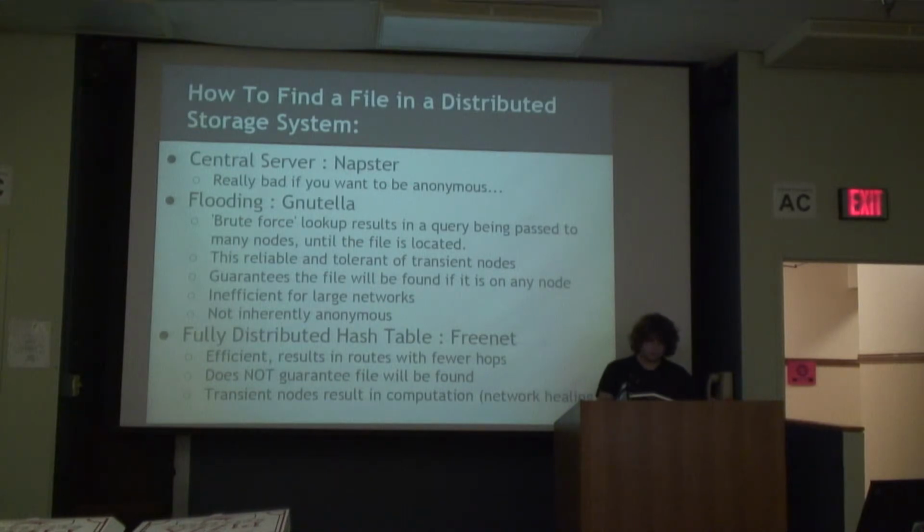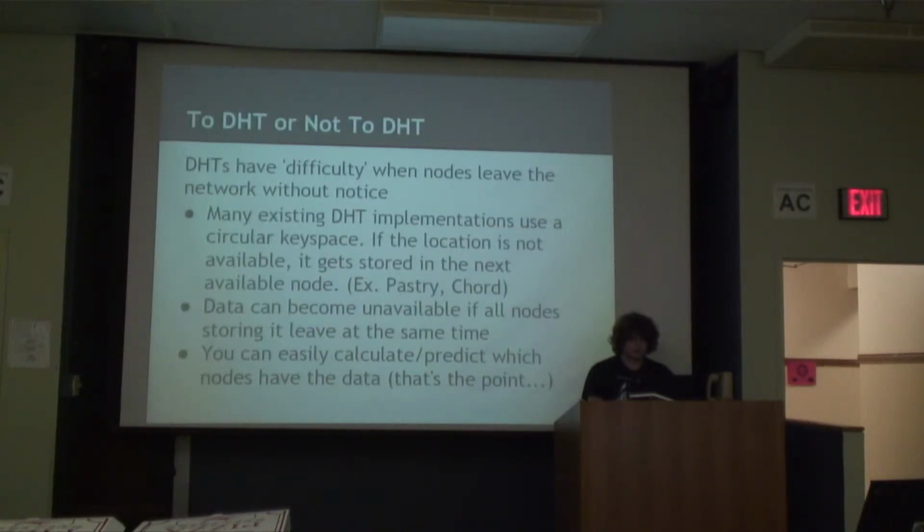Then you can use a distributed hash table like Freenet uses, which is efficient and results in routes with fewer hops than a flooding method. However, it doesn't necessarily guarantee the file will be found, and if there are lots of transient nodes moving in and out of the network, it results in a lot of computation for the network healing, the process of adding those nodes back into the network and calculating hashes for files on those nodes. So distributed hash tables have a lot of difficulty when nodes leave the network without announcing that they're leaving first.